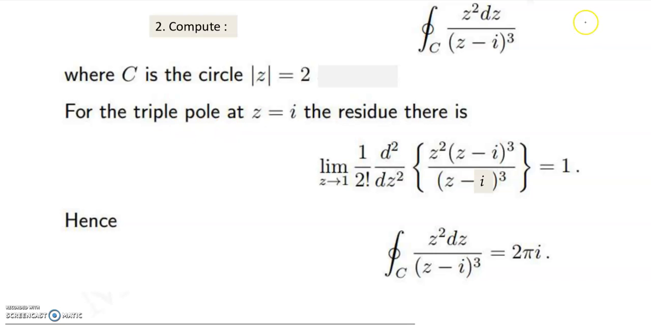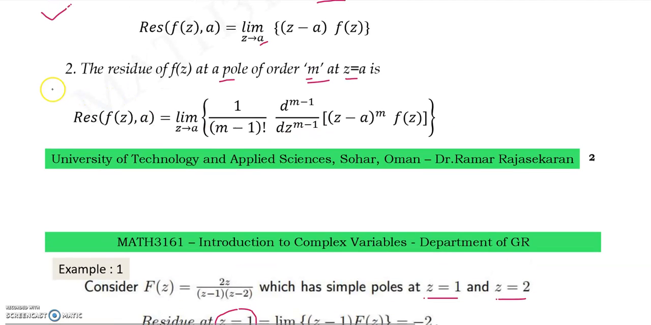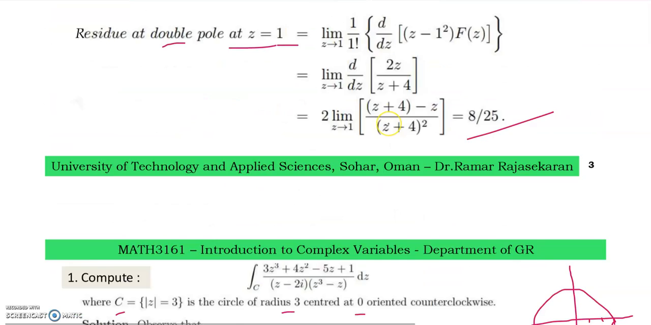This is a pole of order 3 because here the degree is 3. That's why you apply rule number 2, this rule, to find the residue. Okay, how to find the residue? You put m equal to 3. So 1 by (3 minus 1) factorial, that is 2 factorial, times the second derivative of (z minus a) to the power 3 multiplied by f of z.